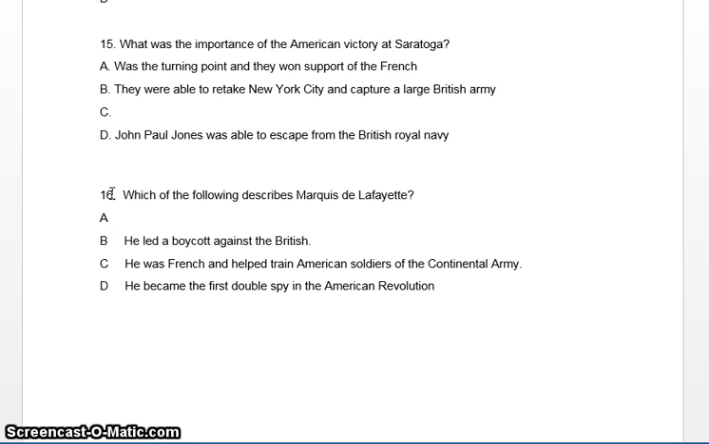Number 16. Which of the following describes Marquis de Lafayette? Marquis de Lafayette. B. He led a boycott against the British. C. He was French and helped train American soldiers of the Continental Army. Or D. He became the first double spy of the American Revolution. Marquis de Lafayette.